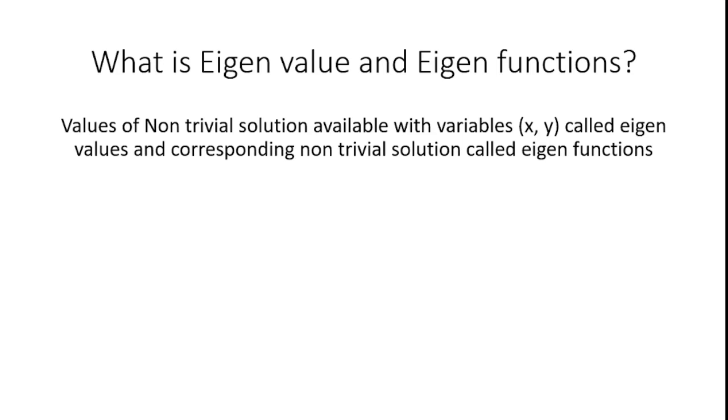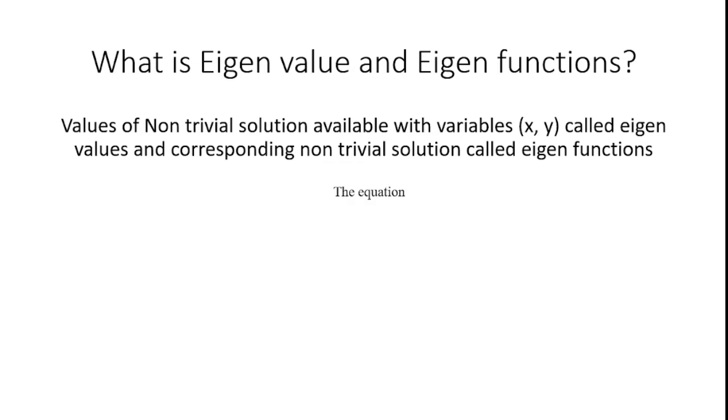After that I have another question: what is an eigenvalue, and what is meant by eigenfunctions? Values of the non-trivial solution available with variables are called eigenvalues, and the corresponding non-trivial solutions are called eigenfunctions. So I can explain what a trivial solution is. Every mathematician should be aware of what a trivial solution and a non-trivial solution are.